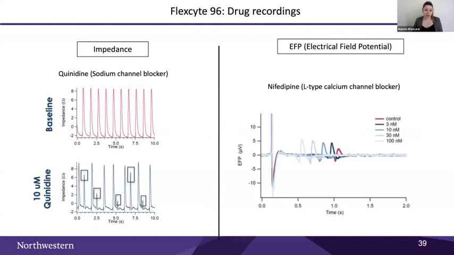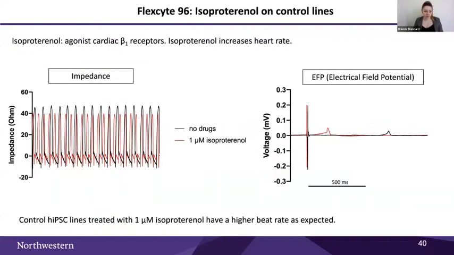So then we were like, okay, let's do the same on our cells. So we used isoproterenol, an agonist of the cardiac beta-1 receptors. So what you expect to see is the cells beating faster. And that's what we had. Black is baseline, no drugs. Red, 1 micromolar of isoproterenol. And you can definitely see that the cells are responding and are beating faster.